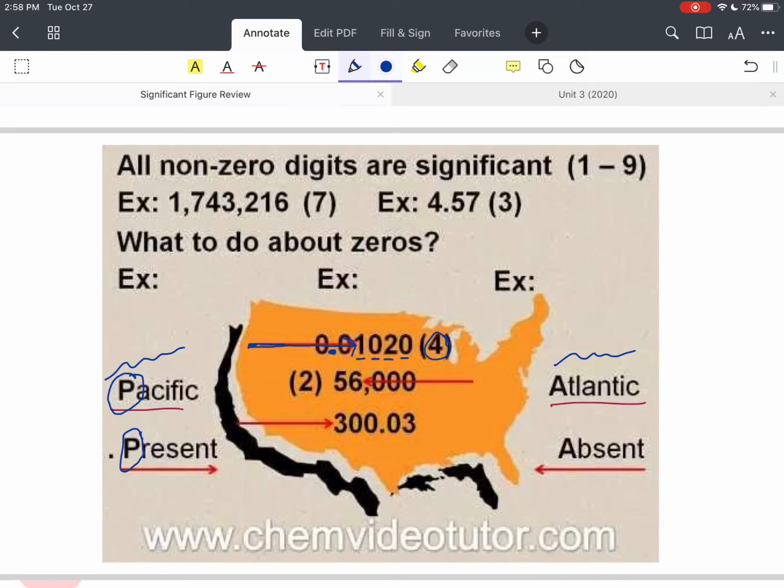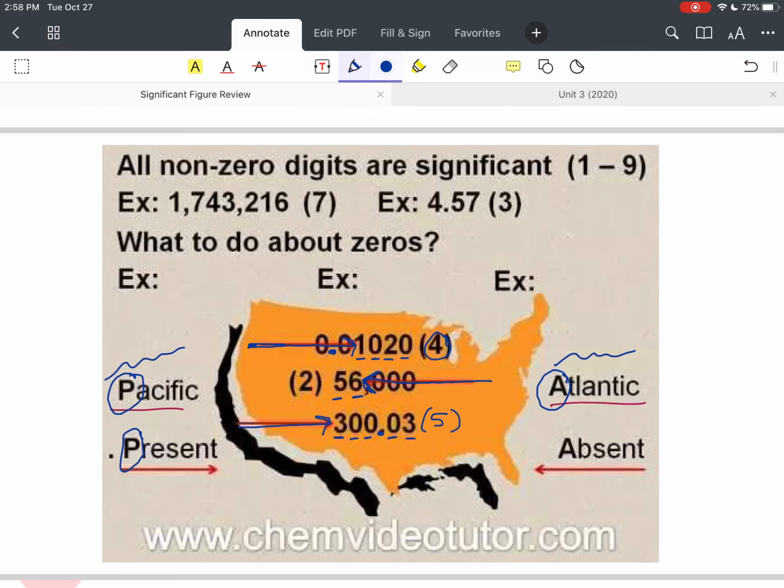If I look at the last number, 300.03, again, I have a decimal. It's present. I'm starting from the Pacific. Here, I start counting at the 3 because I immediately run into a number 1 through 9. Once I start counting, I don't stop. 1, 2, 3, 4, 5. So this has 5 significant figures. If I look at the number in the middle, I have no decimal, 56,000. My decimal is absent. So I'm looking at the Atlantic side. I'm starting to count. Again, I'm not going to start counting until I get to a number.